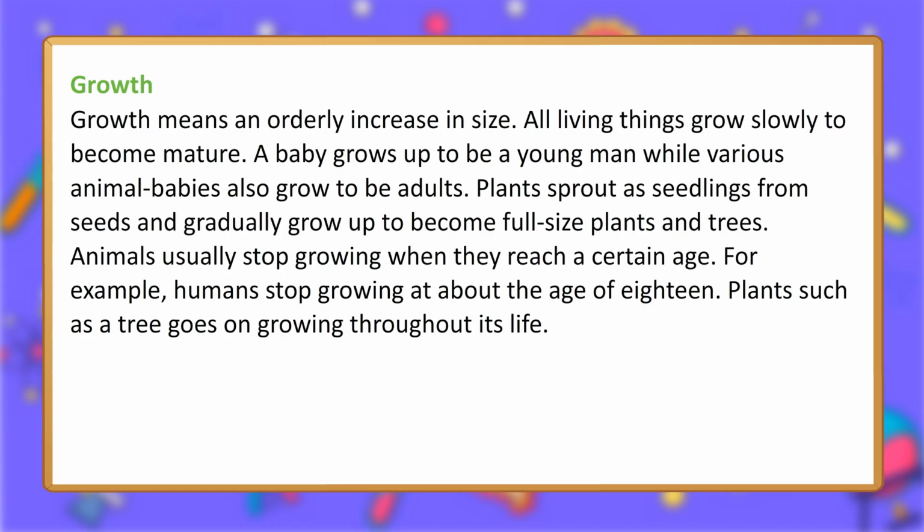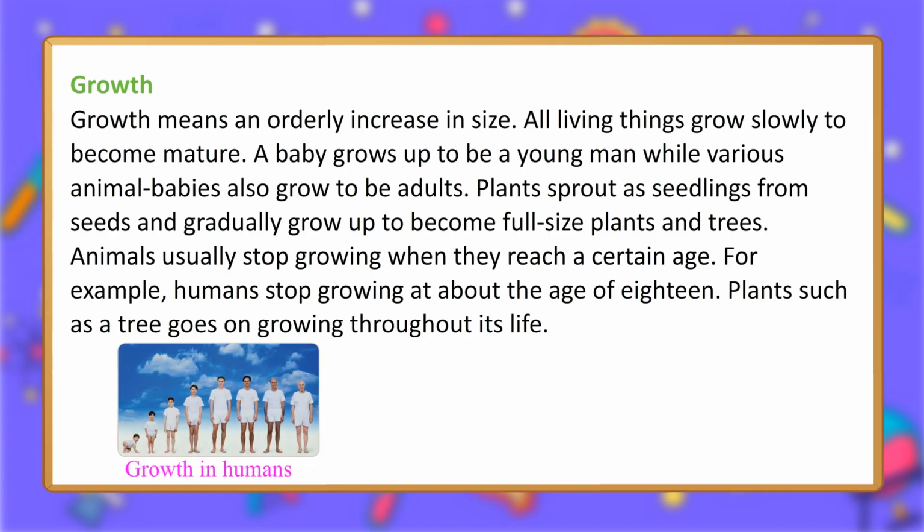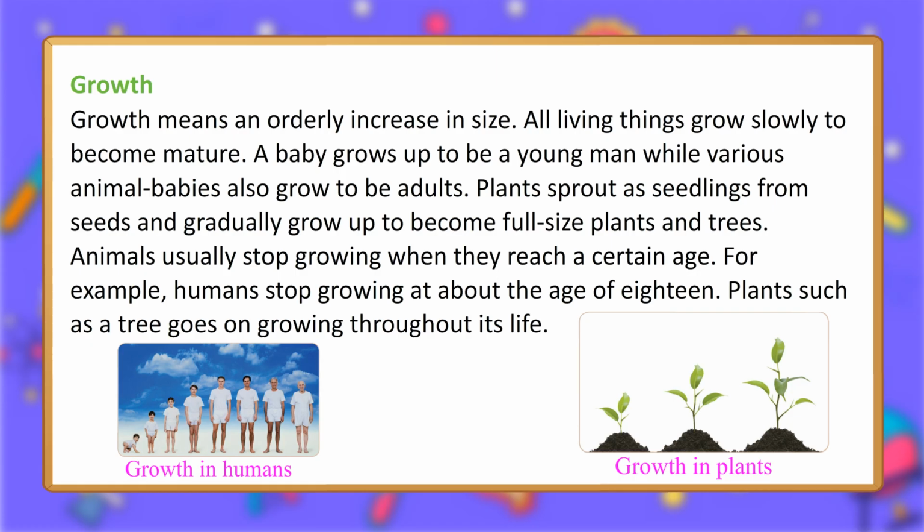All living things grow slowly to become mature. A baby grows up to be a young man, while various animal babies also grow to be adults. Plants sprout as seedlings from seeds and gradually grow up to become full-size plants and trees. Animals usually stop growing when they reach a certain age. For example, humans stop growing at about the age of 18. Plants such as a tree go on growing throughout their life. Growth in humans. Growth in plants.